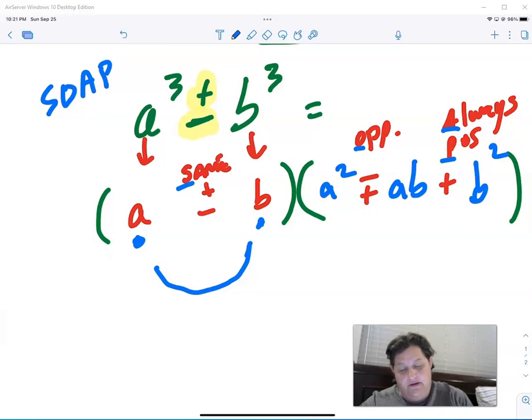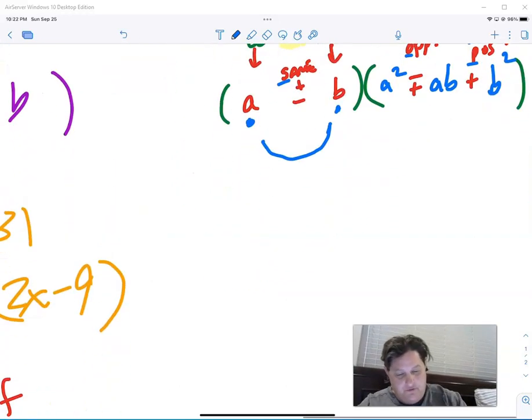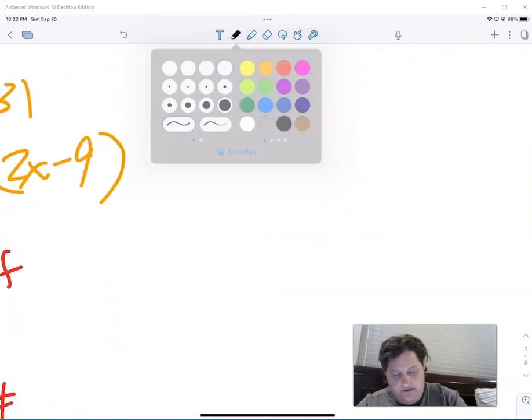Sorry about that. My camera turned off. Hang on. Okay, I'm going to show you two quick examples of cubes, and then we will get started.